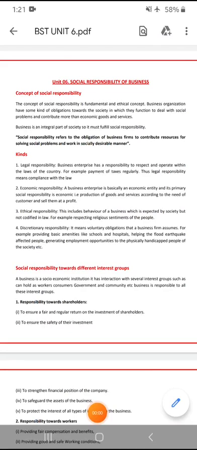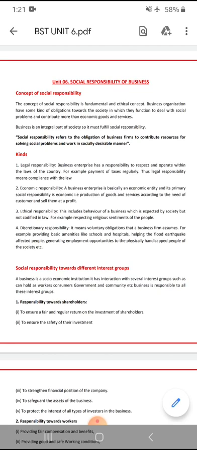So students, today we are going to start our sixth unit of business studies, which is social responsibility of business. So let me tell you what is actually the concept of social responsibility. Students, social responsibility is totally a fundamental and ethical concept.